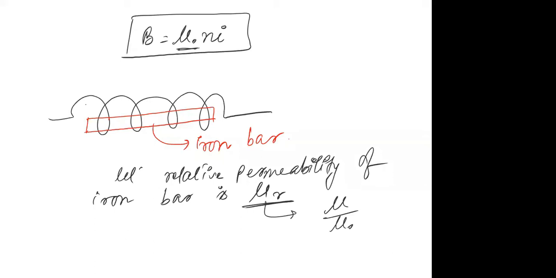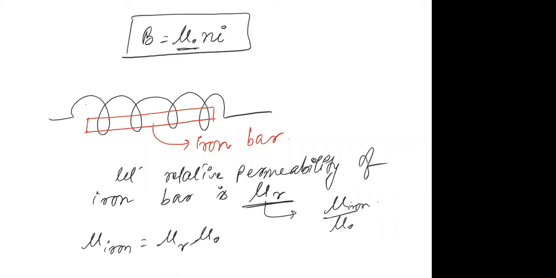So mu r is equal to mu upon mu naught, where mu is the permeability of iron and mu naught is the permeability of air. Relative permeability is basically nothing but mu iron upon mu naught, right? So if you place an iron bar, what will you write? You will write the permeability of iron as equal to relative permeability multiplied by mu naught. This is what you will write, right?